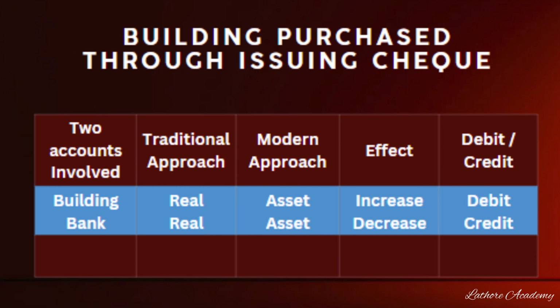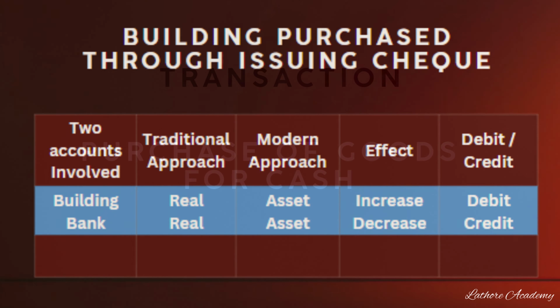So the two accounts involved here are the building and the bank account. The building is a real account, whereas bank is also a real account. As per modern approach, building is an asset, bank is also an asset. So building is increasing, bank is decreasing. When an asset is increasing, you should debit. When an asset is decreasing, you should credit. So building account debited to bank account.